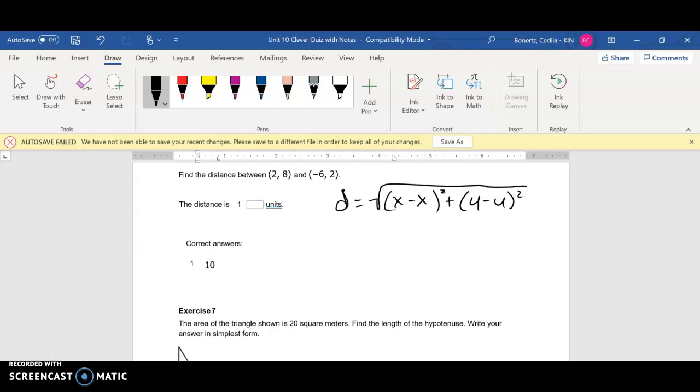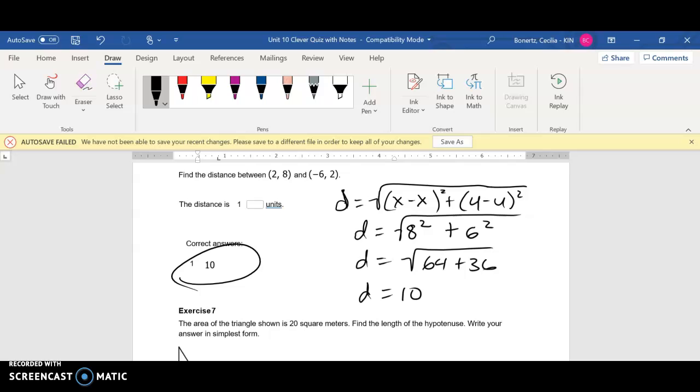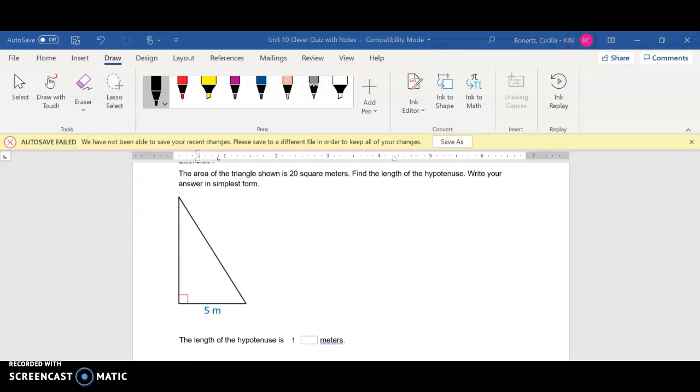So now I'm just going to find the differences in my x's from 2 to -6. I've changed 8 units, and I don't care if it's positive 8 units or negative 8 units, so this is going to be 8 squared. And then in my y's, I've changed from 8 to 2, which is 6 units. Again, I don't care if it's positive or negative. So I've got the square root of 64 plus 36, which is the square root of 100, so d equals 10.